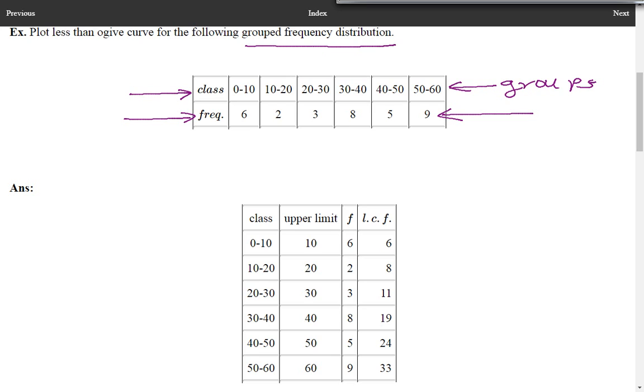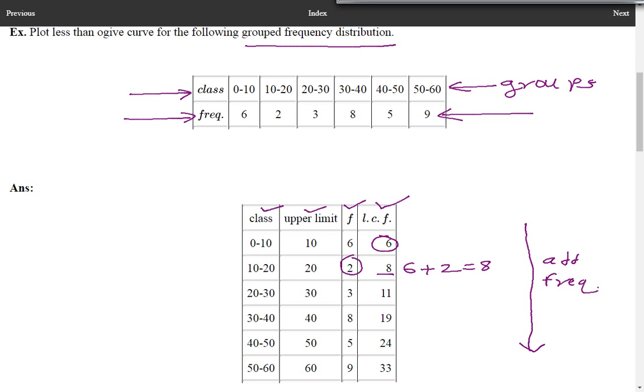first, to draw the less than Ogive curve, we have to prepare a less than cumulative frequency table. It consists of these columns: classes, upper limits, frequencies and less than cumulative frequencies. How are less than cumulative frequencies obtained? We have to go on adding frequencies from top to bottom. For example, how is this 8 obtained? 8 is obtained as 6 plus 2, that equals 8.